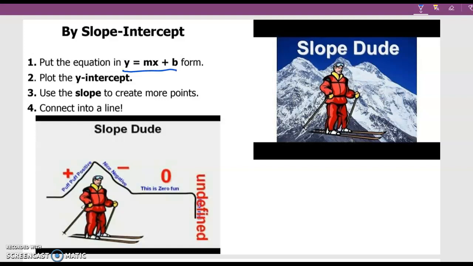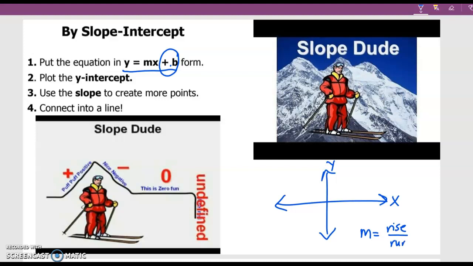Now, when you're graphing, you're always going to start with the y-intercept. You're always going to start with this number. That's where it crosses the y-axis. Remember, on your graph, x is this way, y is this way. So whatever b is, that's where it crosses this line right here. That's your starting point. The slope tells us rise over run. So whatever number's on top tells us how much it goes up by, and the number on bottom tells us how much to move left or right.